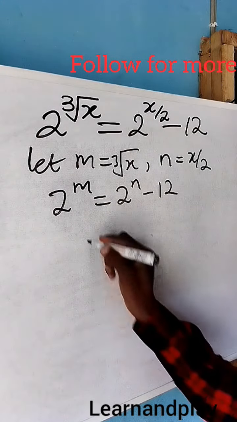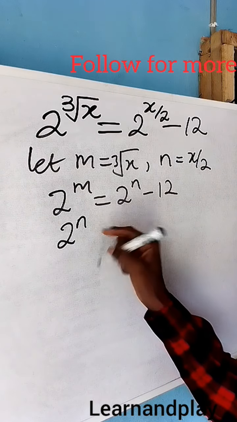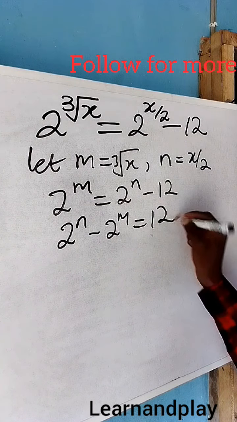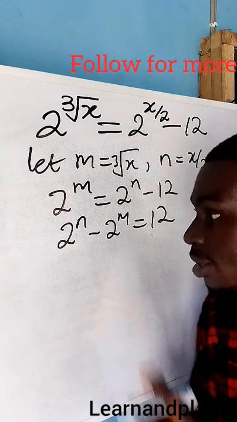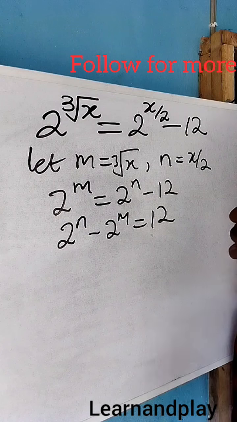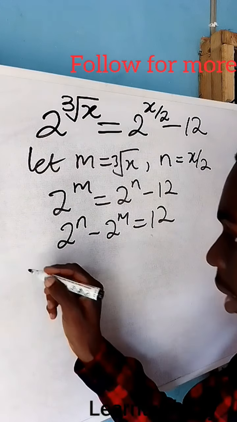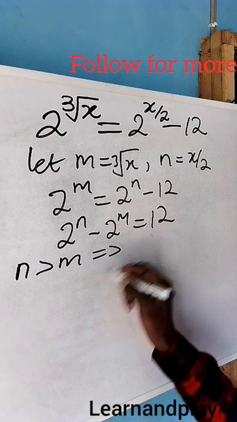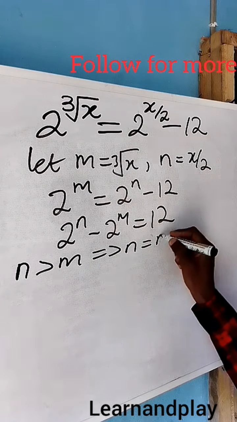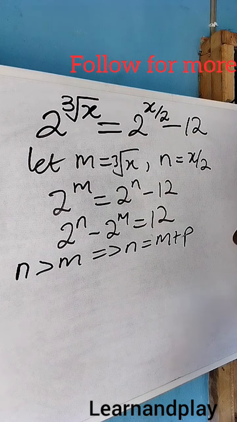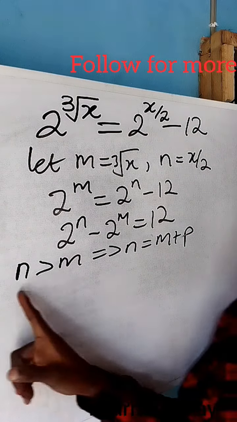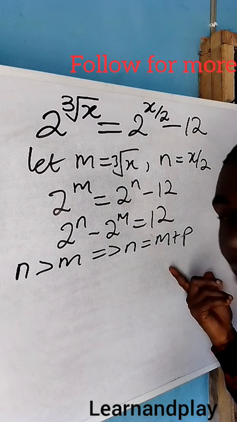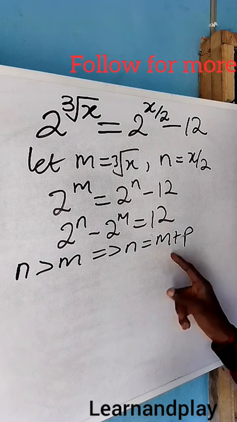Now this can be written as 2 to the power of n minus 2 to the power of m equal to 12, right? Now, let's say that n is greater than m. This implies that n is equal to m plus p. So if n is greater than m, that means n is equal to m plus p. So anywhere you see n, put m plus p.